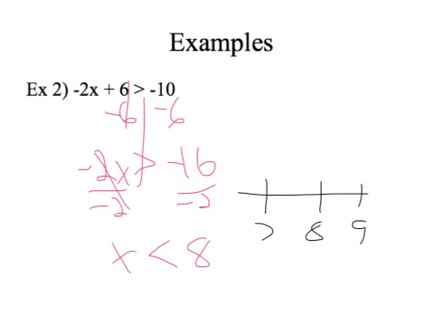This says I want all numbers that are smaller than 8. Once again, my variable's on the left. My sign's pointing to the left, so I want to shade to the left. It is not equal to, so I want an open dot and shade towards the left.